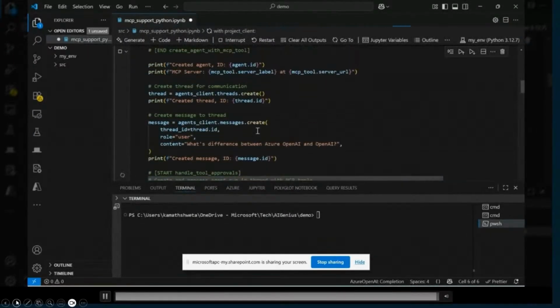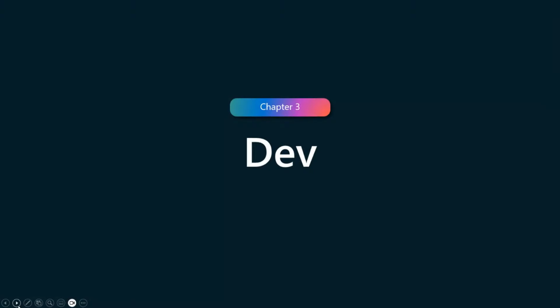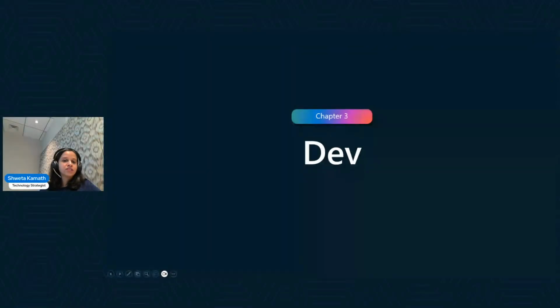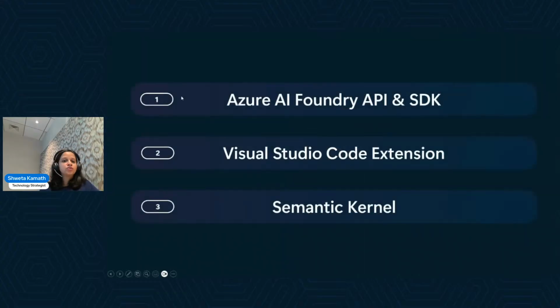So now this was the first demo. Now let's go deeper. We start with the third section, that is the development section. We saw programmatically how this could be done. The first option was the Foundry API and SDK, which is what we used here. We also have another way of building agents, using the Visual Studio Code extension. And the third way you could develop agents is using the Azure AI agent service. I'll just quickly show you this.